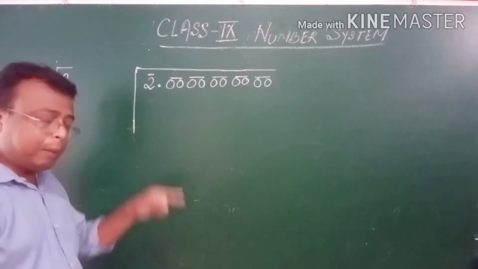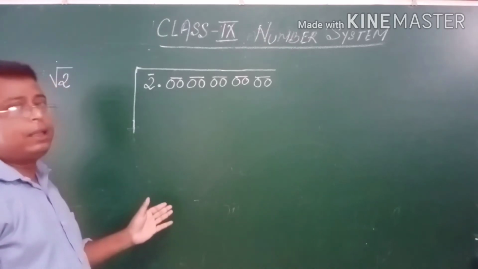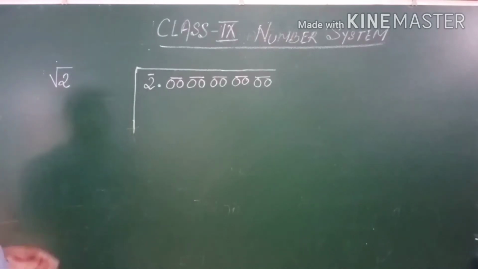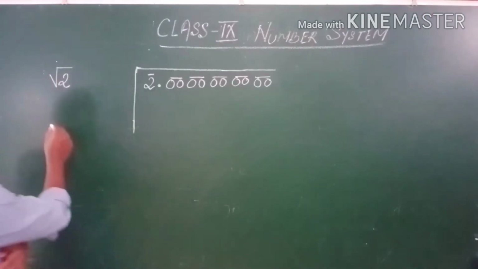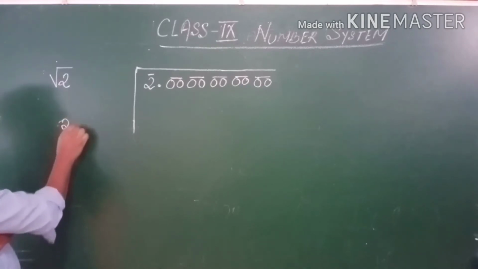It may be 2, but it should not be greater than 2. It may be less than 2, and it may be 2 also. Okay. Now let us take one example. I am going to take 3 or 2.